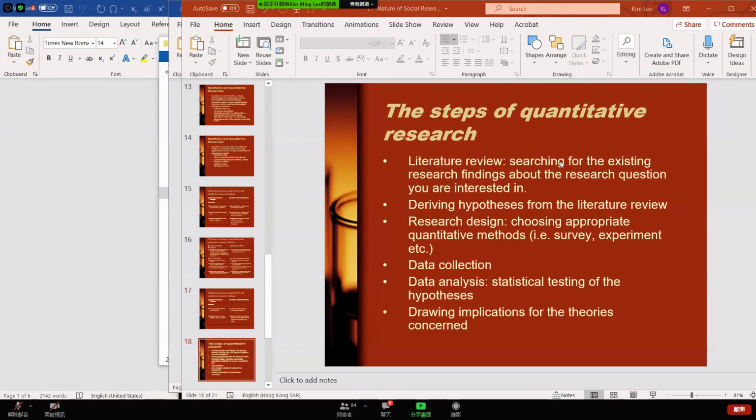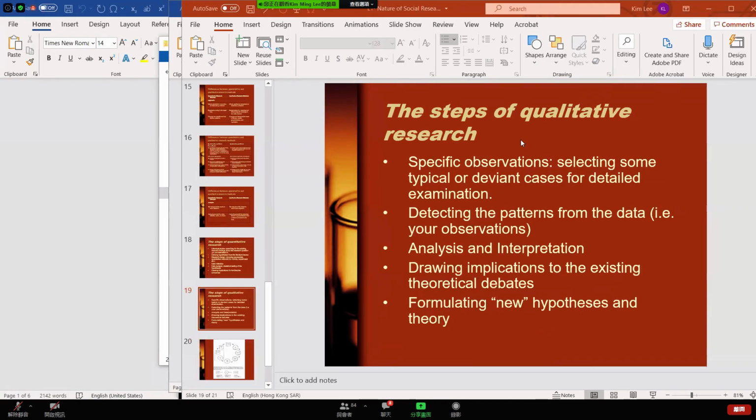So the step for quantitative research, again, they are the same. Literature review, deriving hypothesis from literature review, research design, doing survey, experiment, or whatever. Data collection, data analysis, that means the statistical analysis, and drawing implication for theories. So this is the same step. Okay, so this is why I stress it again in your research proposal. You better do a quantitative research. It is easy to follow.